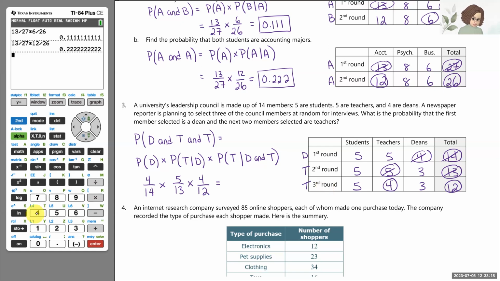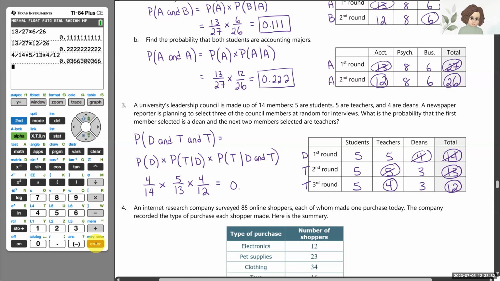All right, and then as usual here, I'll just enter it like I speak it. 4 out of 14 times 5 out of 13 times 4 out of 12. And to 3 decimal places, that would be 0.037.